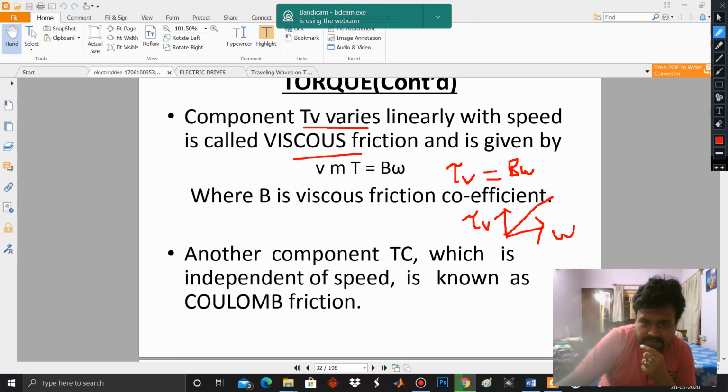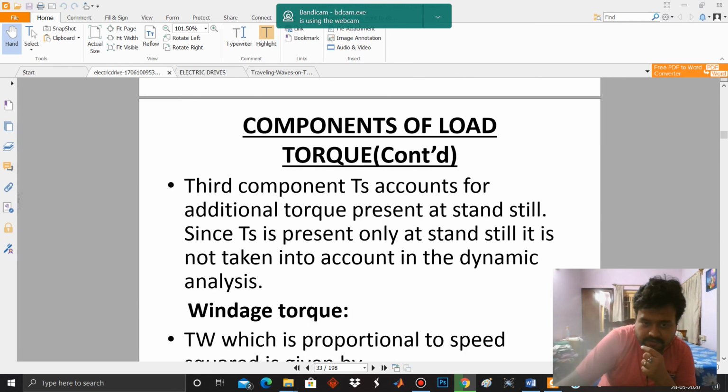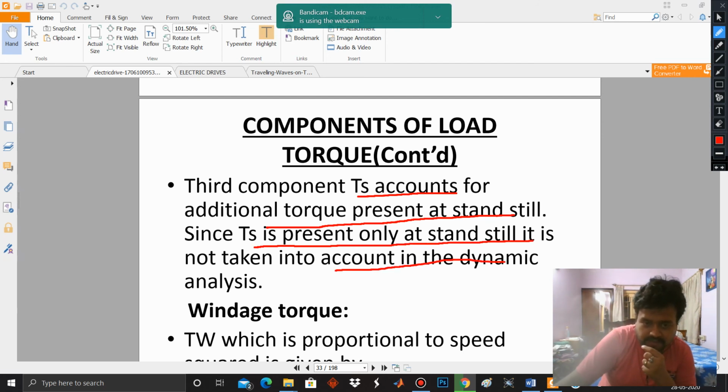Another component which is independent of speed is known as tau C. So if you draw tau C in the y-axis versus omega, it will be constant. The third component is tau S, the additional torque present at standstill. This tau S is present only at standstill. It is not taken into account in the dynamic analysis. So dynamics means motion, so standstill torque will not be accountable in dynamics.